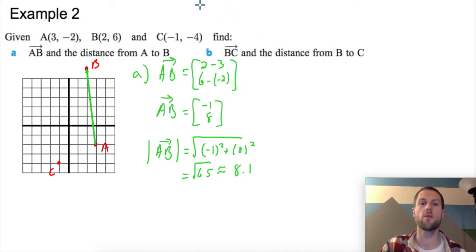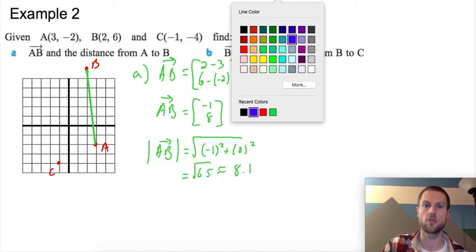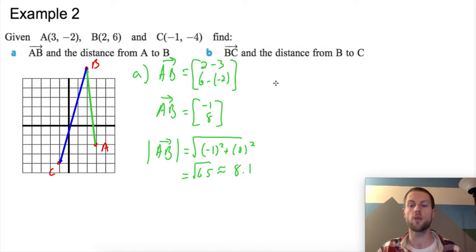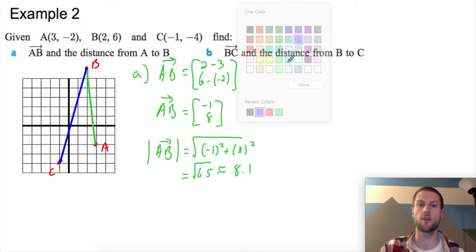So next up, let's do vector, well, what does it say here for this one? BC. We want to find vector BC and the distance from B to C. So let's just draw that in. I want BC emanating from B, terminating at C. Remember, the order is important. The direction does matter.